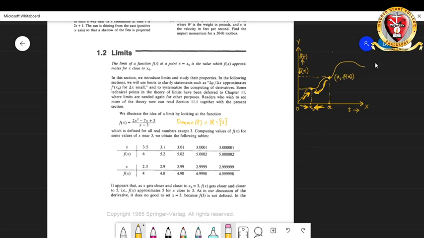If the function is this, the functional value happens to be on this curve, and that's how we can illustrate what a limit is. So the limit of a function f of x at a point x equal to x naught is the value which f of x approaches for x moving close to x naught. In this section we are introducing limits and their properties, and to set a better illustration, let's look at a function.